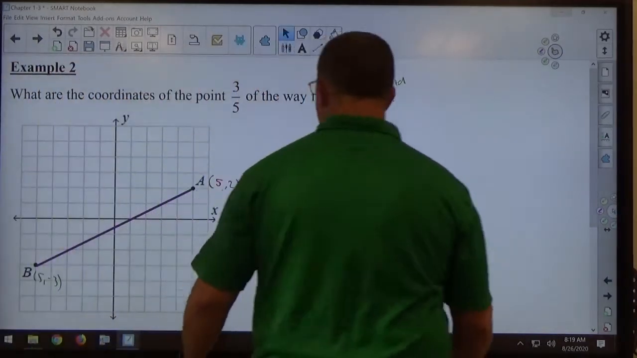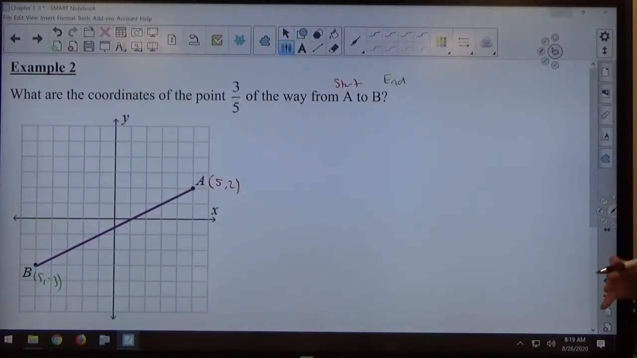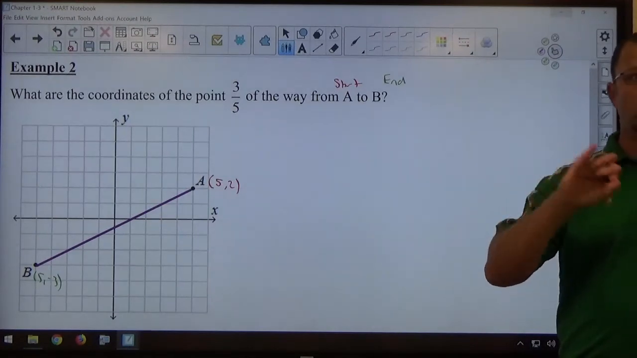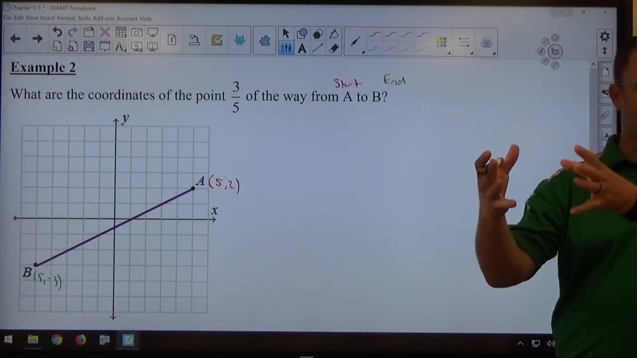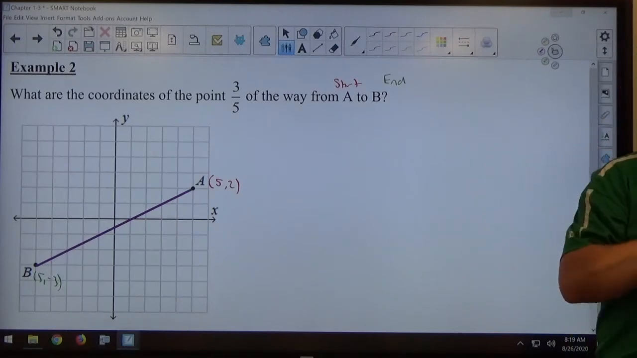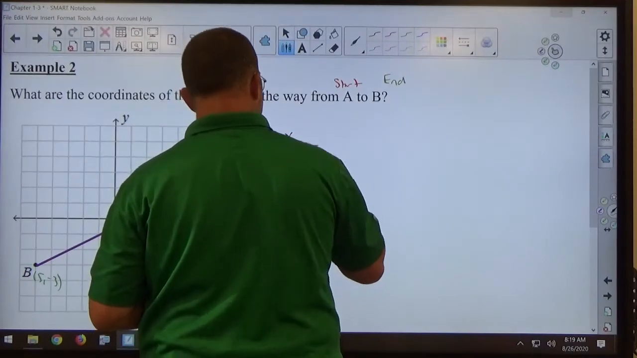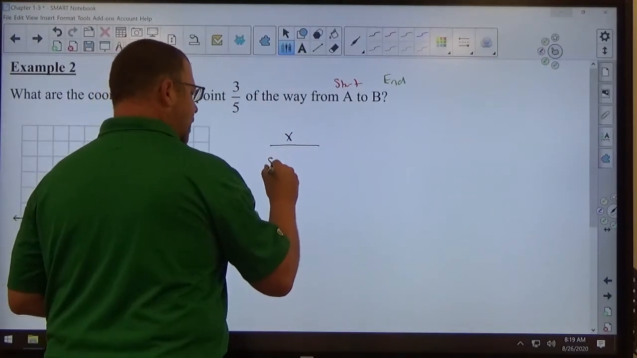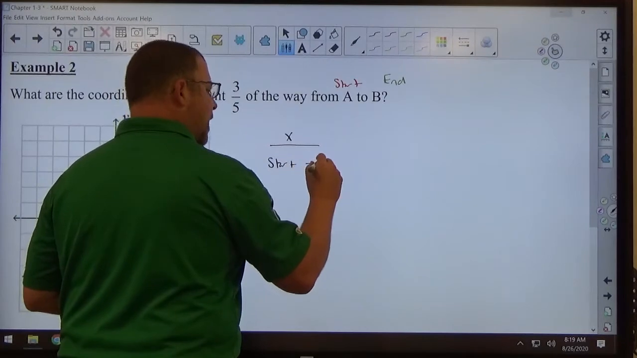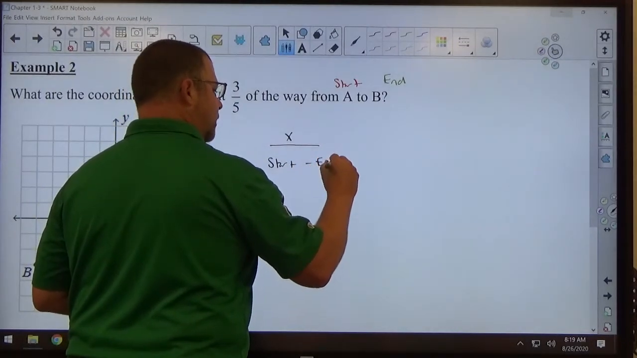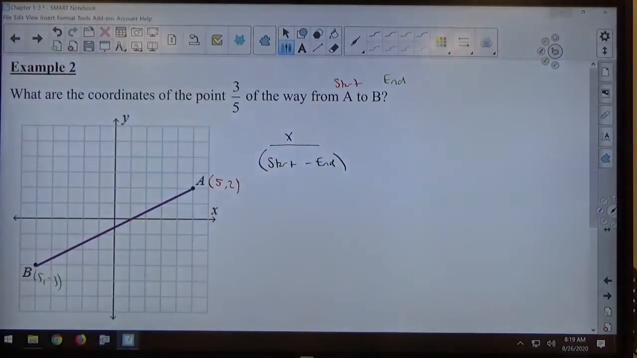And the technique that we're going to use here is similar to the midpoint technique. We're going to focus on one coordinate at a time. The X coordinate is going to be something, the Y coordinate is going to be something, and they don't affect each other. So if I'm dealing with the X coordinate, I want to do my start value minus my end value. Okay, that tells me how far it is from A to B directionally.